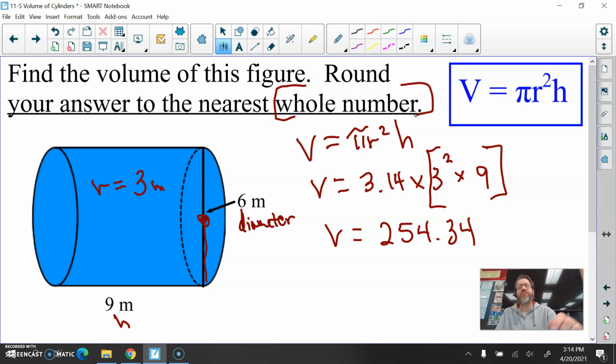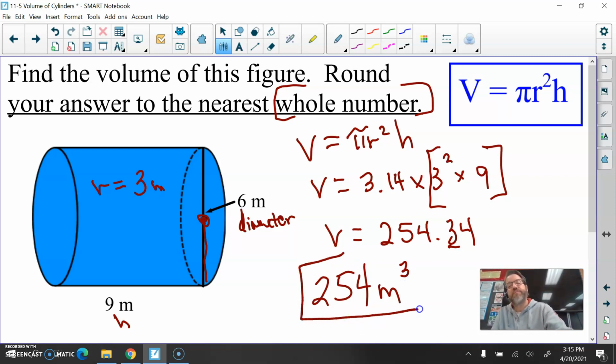So we're just going to round this. 3 in the tenths place, 5 or more, we'd let it soar, but this is less than 5. So we're just going to go with 254 when we round this to the nearest whole number. And volume is cubic units. So I'll put meters cubed like this for my label.